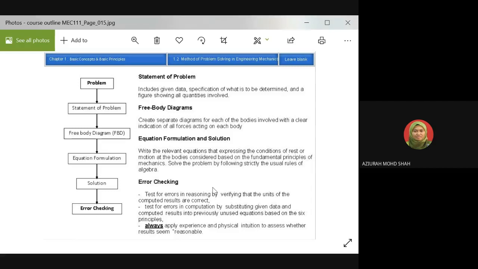Okay, so the way, the process you solve the problem, we just focus it on statics, so you can get closer to what you are doing. If you have a problem, the first thing is to try to simplify the problem, to get the idea. That is why we write the statement of the problem. You specify all the data given in the question. When you read the question, you specify what is given.